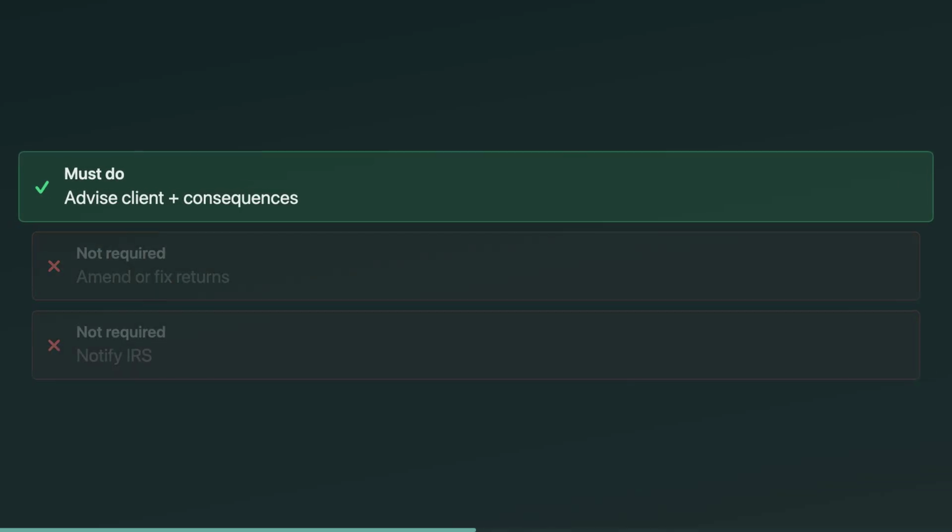Here's the part students mix up. Section 10.21 is a duty to inform, not a duty to fix. You are not required to amend prior returns. You are not required to correct the non-compliance yourself, and you are not required to notify the IRS. On the EA exam, watch for answers that try to turn this into a whistleblower rule. It isn't.